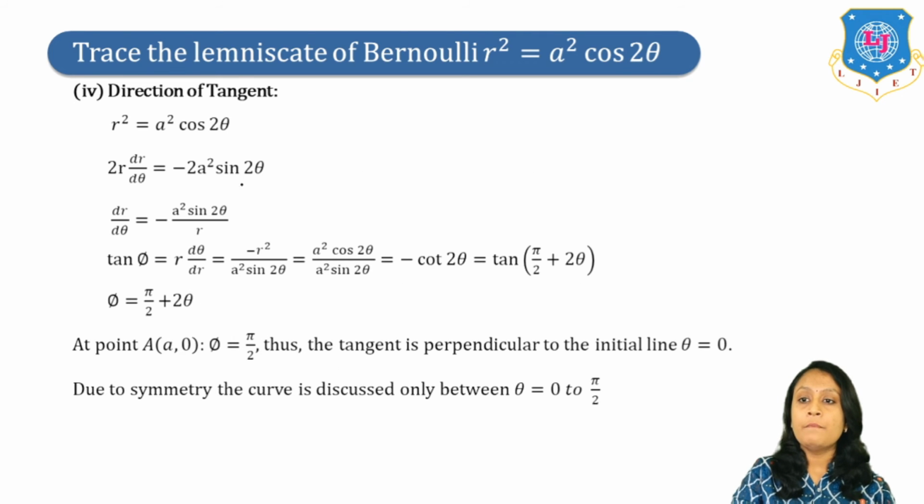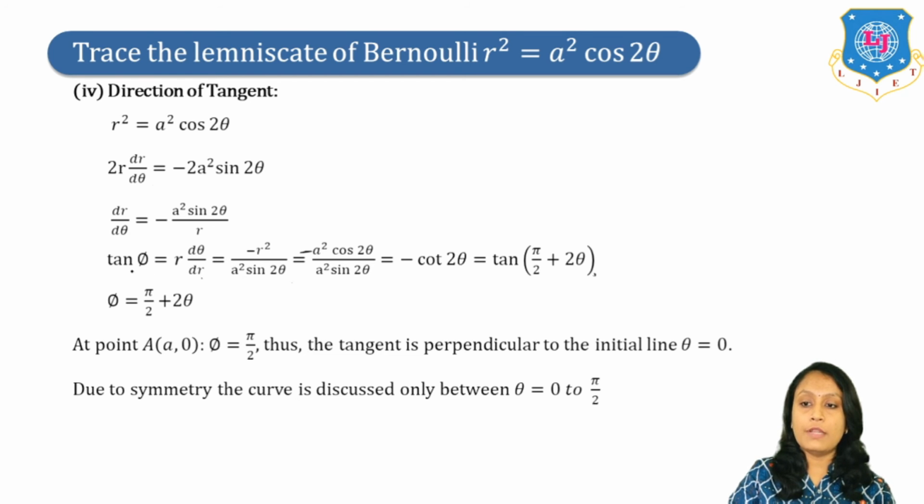Now we will find the direction of the tangent. For that, write down the equation, that is r square equal to a square cos 2 theta. First we will find dr by d theta. From here you will get 2r dr by d theta equal to, now a square is constant, the derivative of cos 2 theta is minus sin 2 theta into 2. So dr by d theta is minus a square sin 2 theta upon r.